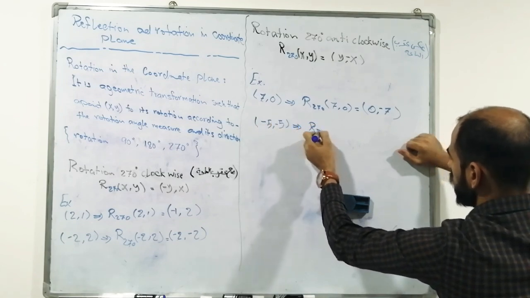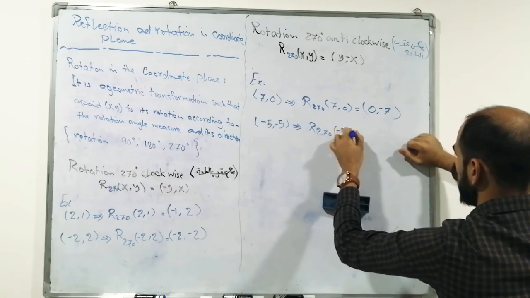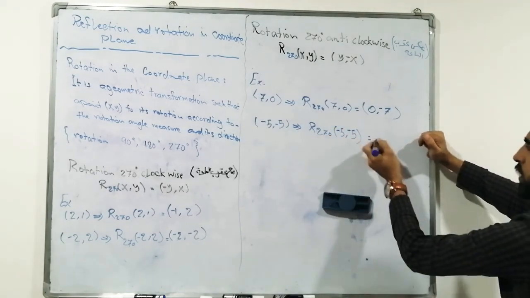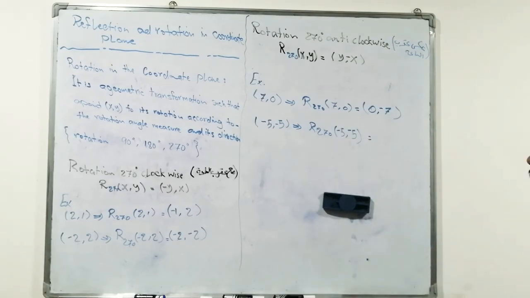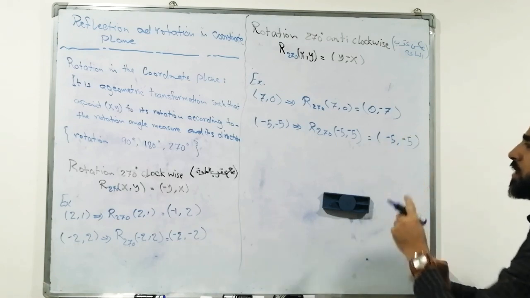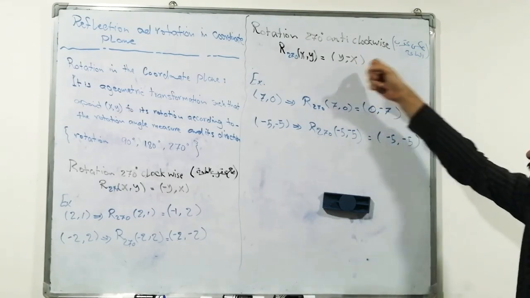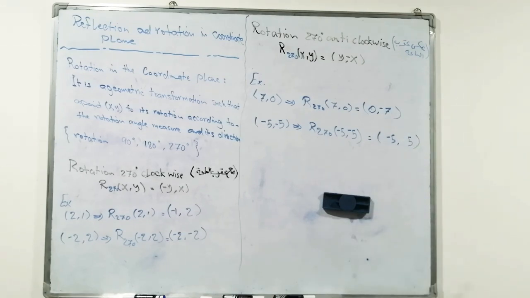Now rotation 270 for a point minus 5, minus 5: we have to change x instead of y and y instead of x, but since they are equal it is the same thing even if we swap them. Then change the sign of the second part. Negative 5 will be positive 5. Why? Because negative by negative is positive.